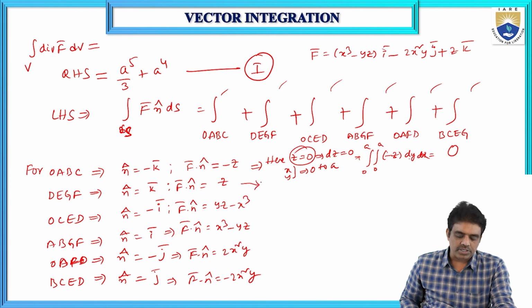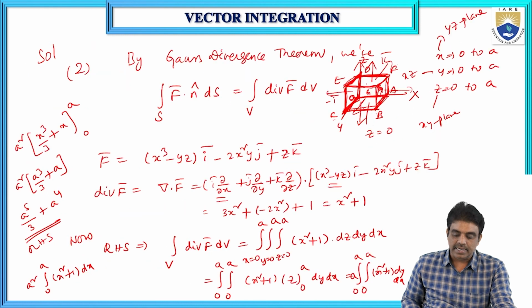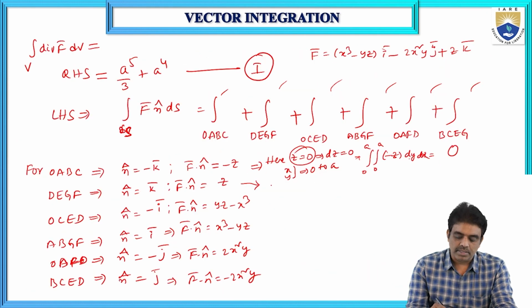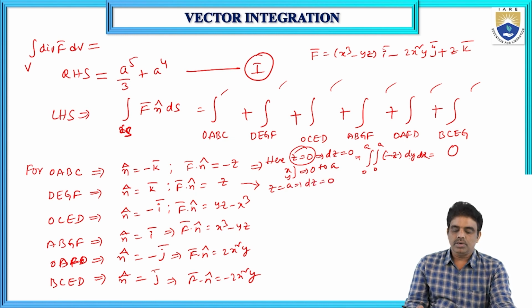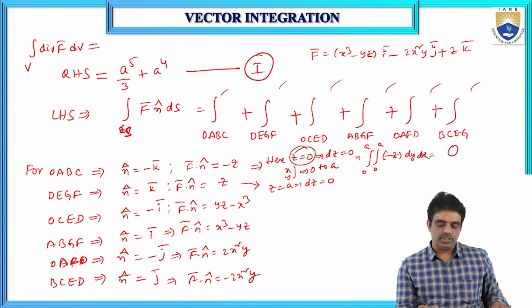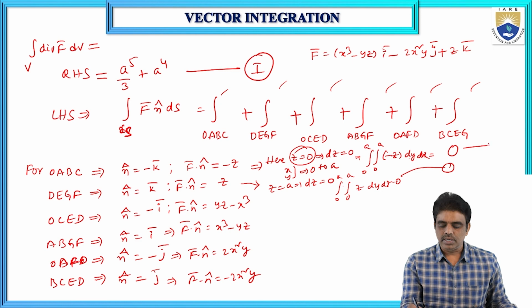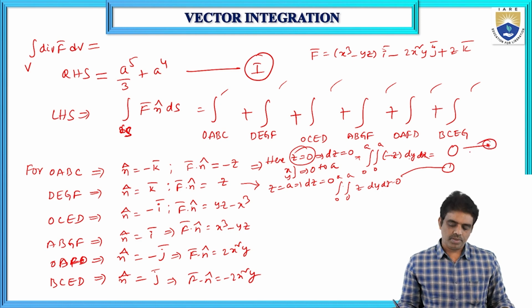What is the second surface? DEGF. This is the DEGF surface, and the equation is Z = A. Z is equal to the constant A, so dz is 0. So the double integral from 0 to A, here also 0 to A, of Z dy dx is also 0. The first value is 0 and the second value is also 0.